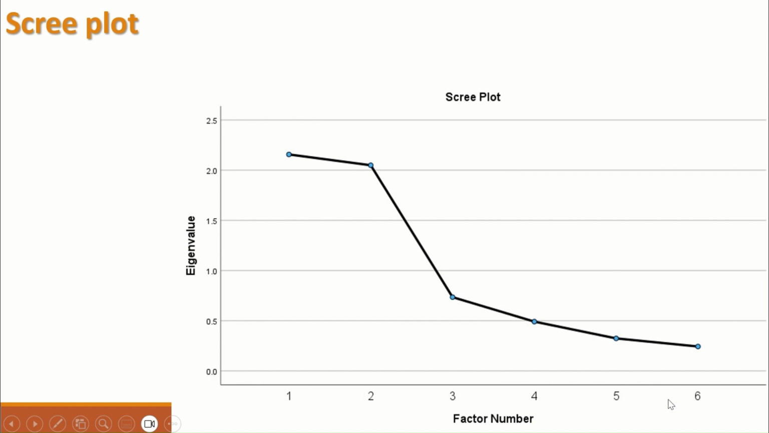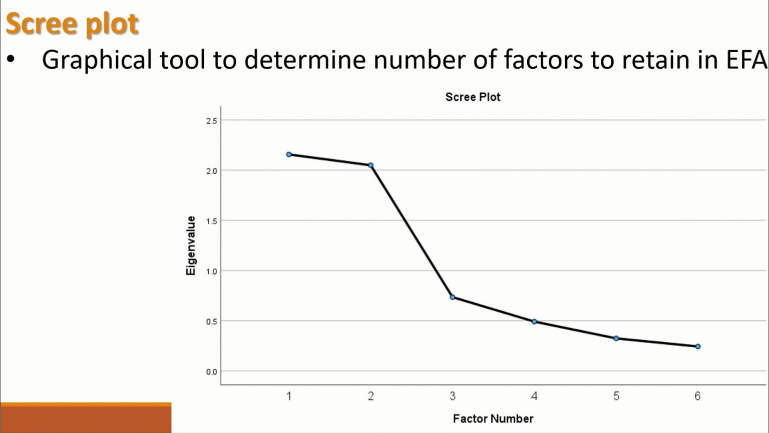On the x-axis is the number of the factors that can be extracted, and on the y-axis is the eigenvalue. And since we had set the eigenvalues to be greater than 1, as shown from the Scree plot, there are 2 factors that have been extracted following the certain criteria set for the analysis. Scree plot is a graphical tool to determine the number of factors to retain in EFA.